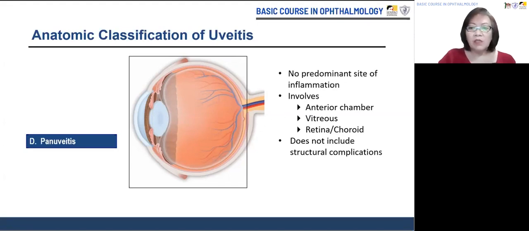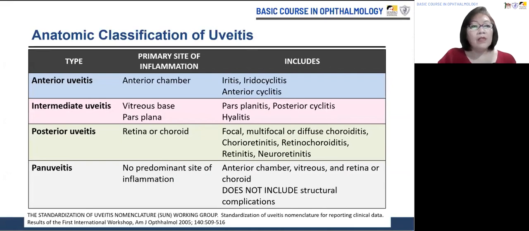This does not consider structural complications like macular edema or neovascularization. So, patients who present with anterior segment signs of inflammation found to have concomitant macular edema are not classified to have panuveitis. These are still classified under anterior uveitis. This table summarizes the different categories under the anatomic classification of uveitis that was discussed earlier.